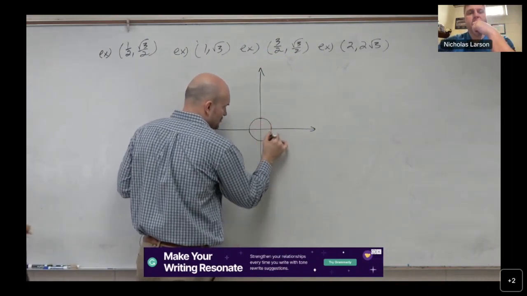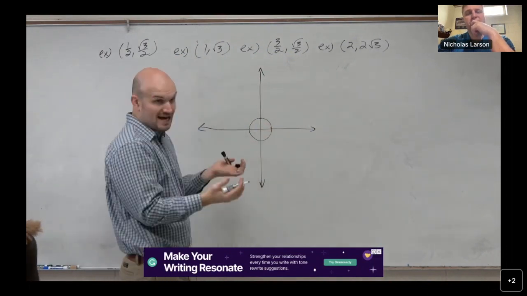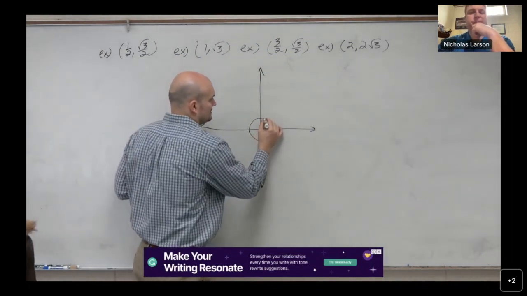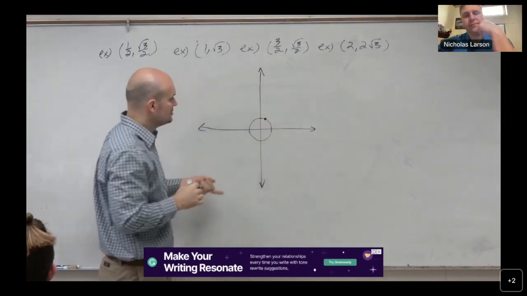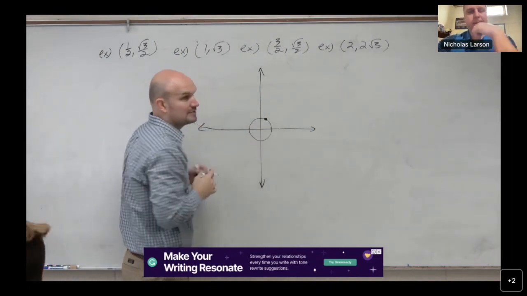I kind of drew the unit circle here. I remember that 1/2, square root of 3/2 is on the unit circle, and it has an angle of 60 degrees, right? Or pi over 3. So it probably is somewhere right around there, right?